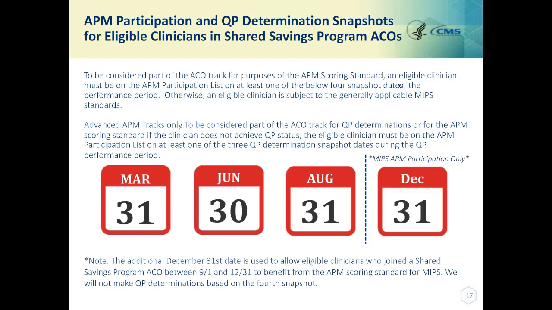It's an opportunity to allow eligible clinicians who join an ACO between September 1st and December 31st to benefit from the APM Scoring Standard. When it comes to QP determinations for advanced APM tracks, which again are tracks 2, 3, and the 1 Plus model, eligible clinicians must be on the APM participation list on at least one of the 3 QP determination snapshot dates during the QP performance period. The 3 snapshots are March 31st, June 30th, and August 31st. There are no QP determinations based on the 4th snapshot. Eligible clinicians who do not meet QP status or join an ACO between September 1st and December 31st will still benefit from the APM Scoring Standard.